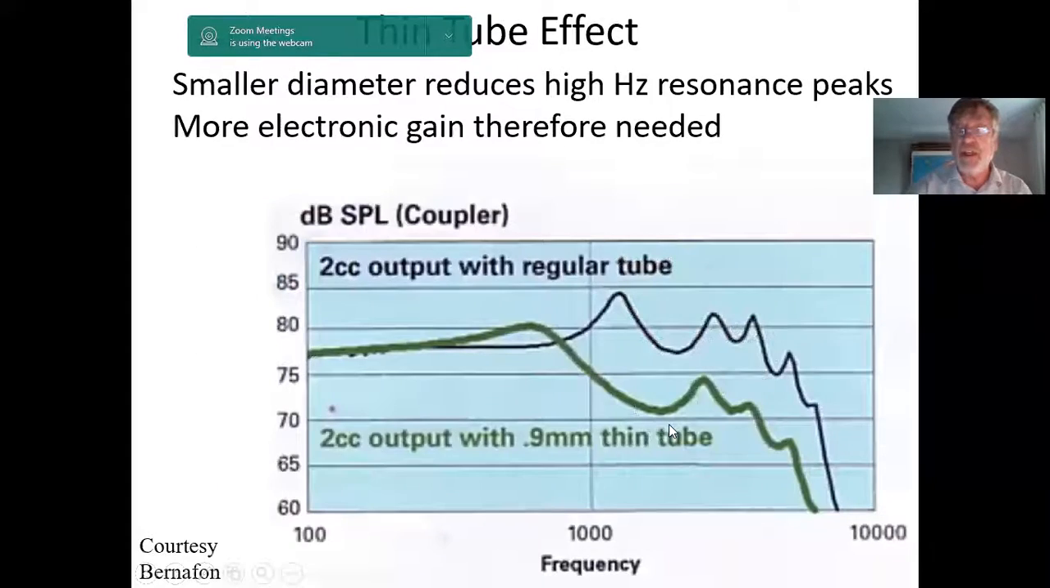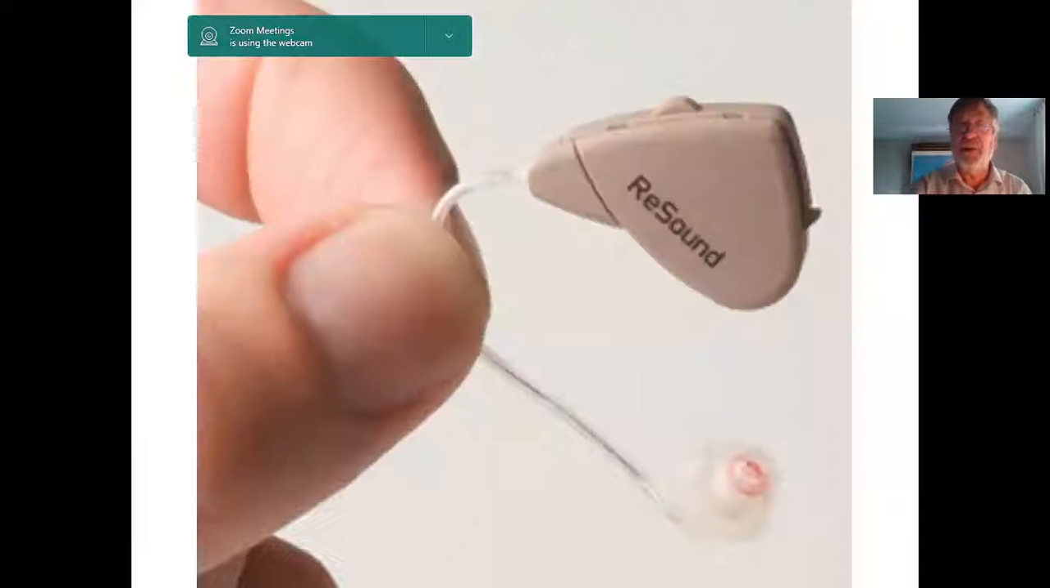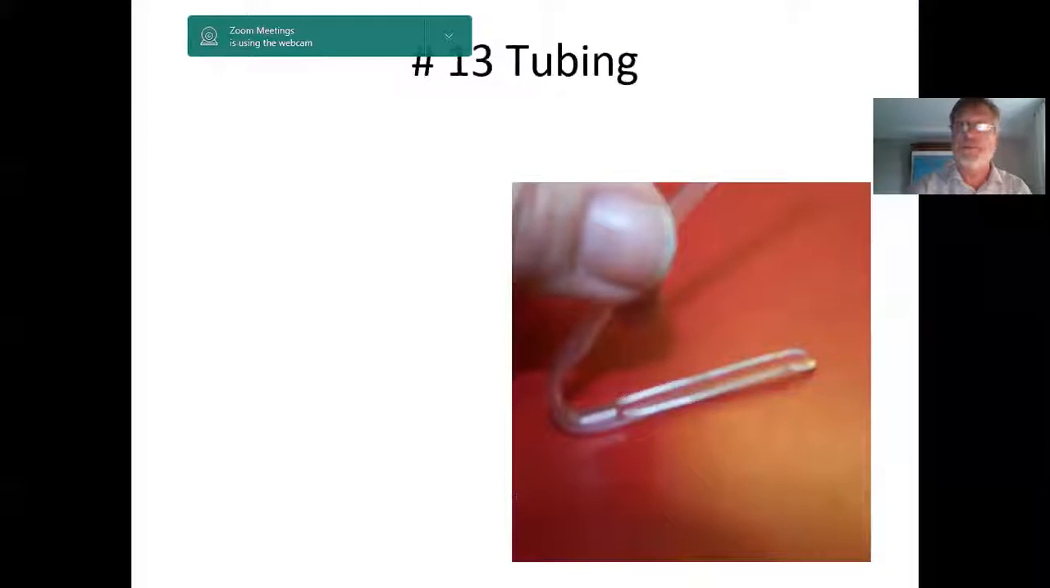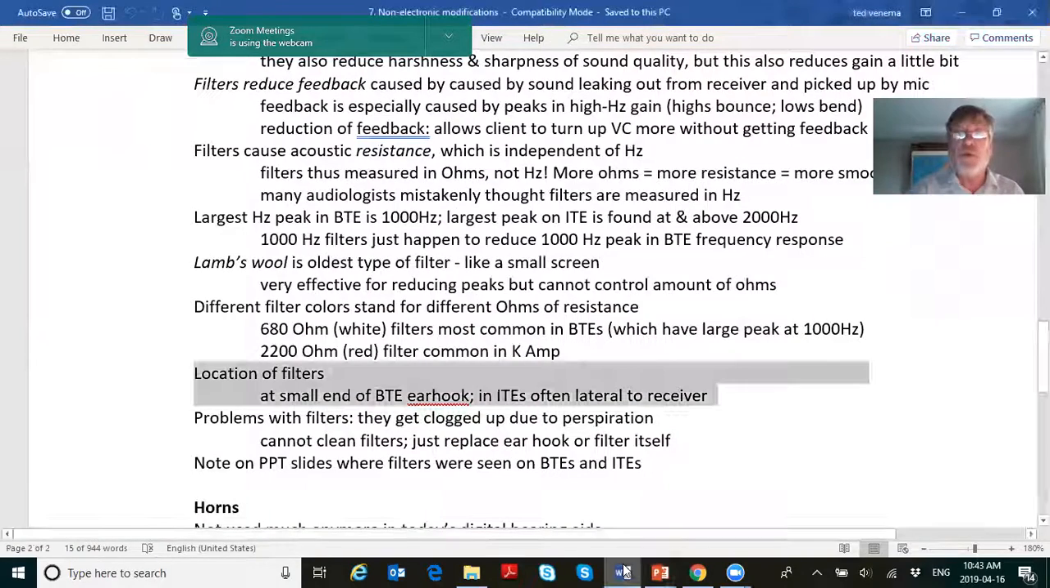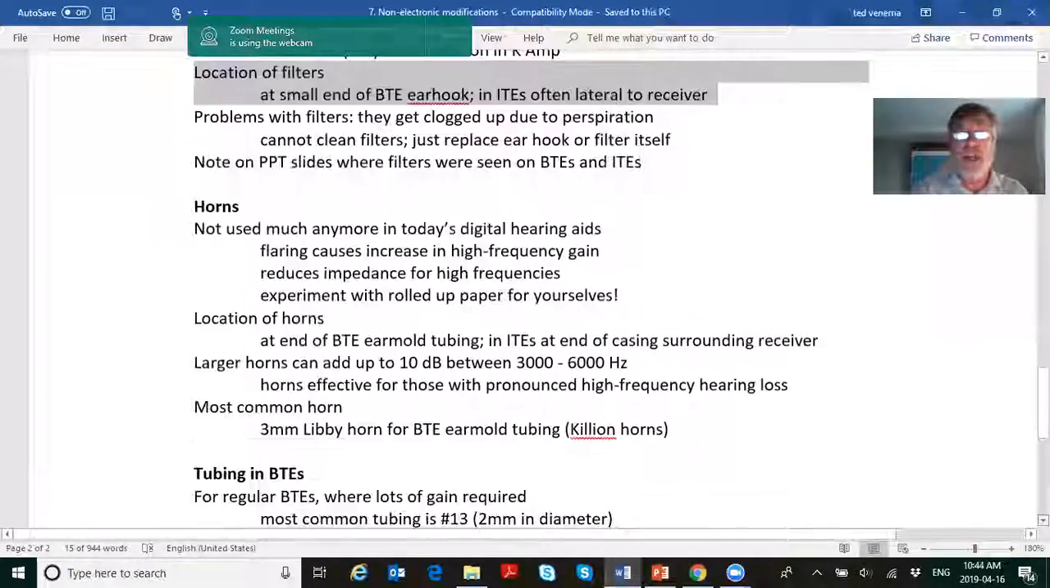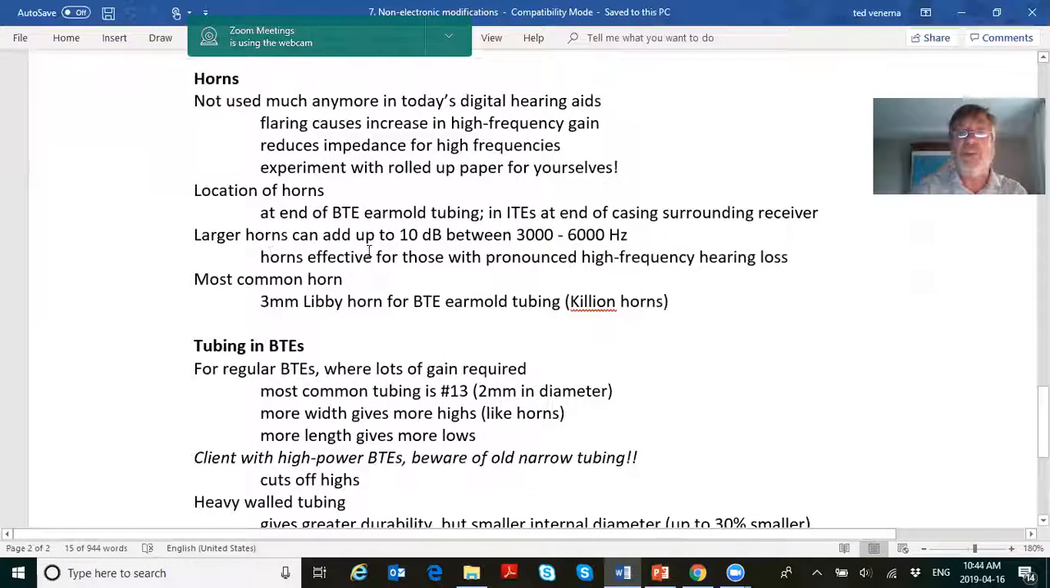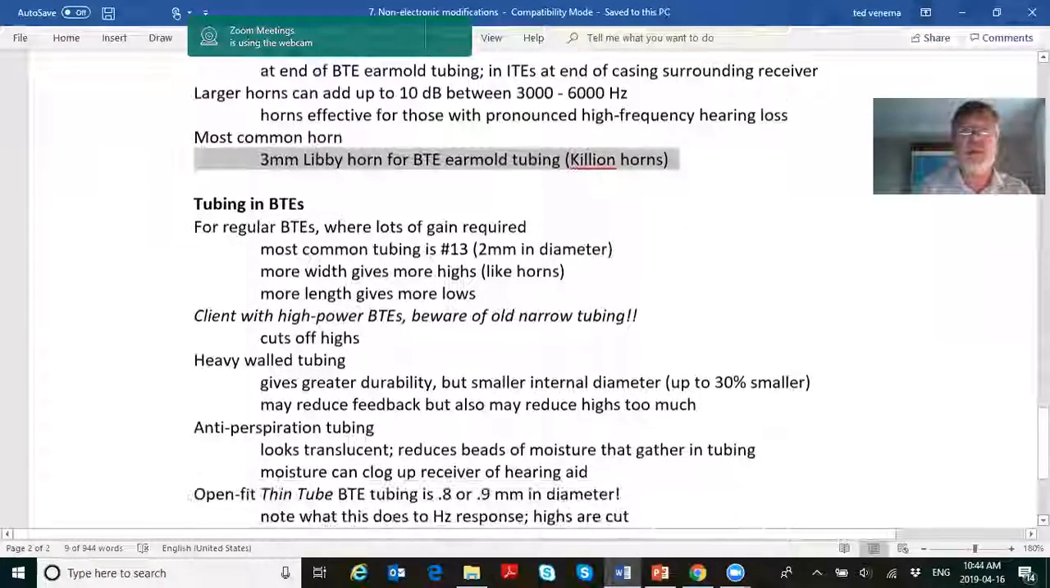Stop sharing, and look where we have today. Okay, it's the end of our slideshow. So we've gone through everything. If I look at what you can see in your notes, horns we talked about, not used much today. The location of horns is at the end of BTE ear mold tubing, and in ITEs at the end of the casing surrounding the receiver, but don't worry about it, you don't see them much anymore at all. Horns were basically 3 millimeter, and they called them Libby horns. You hardly see them anymore.